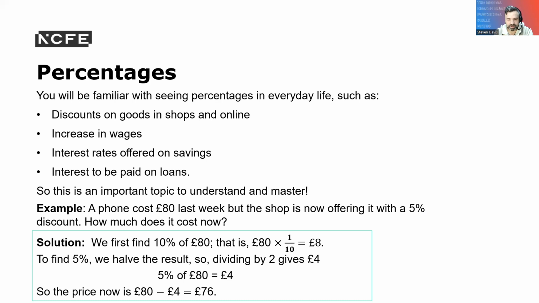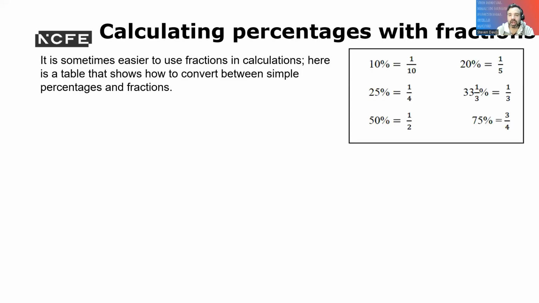So we find 10% first. That is 80 times 1/10 equals £8. Or to find 5%, we halve the result. So dividing that by 2 gives us £4. 5% of 80 equals 4. So now the price we pay is 80 minus 4 equals 76. I just think it's easy to do 10%, drop the naught. That gives you 8, divide that by 2.